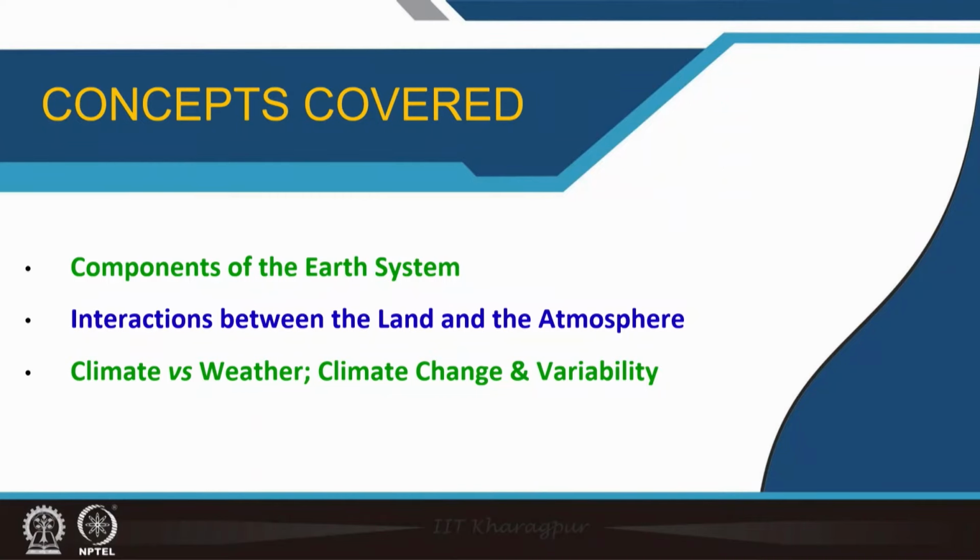So let us discuss what is Earth, and particularly what are the different components, different variables that define the Earth's climate. To do this, I have divided this particular lecture into 3 components. In the first phase, we will understand the various components of the Earth system. The second one is the various interactions between and among different components that operate for the land and the atmosphere. So interaction between the land and the atmosphere.